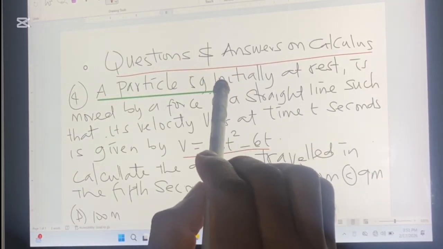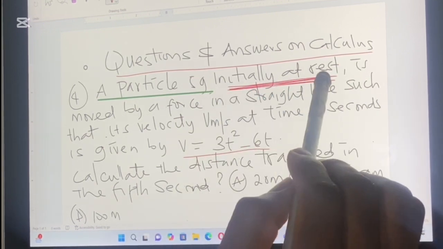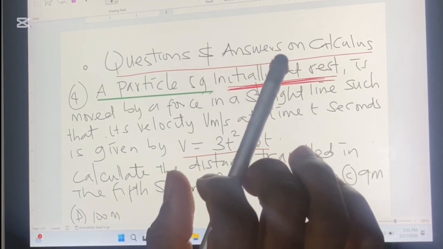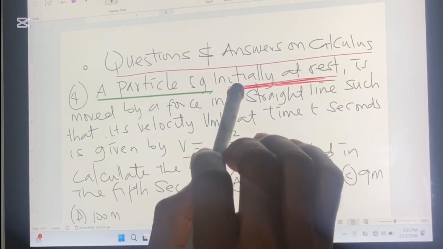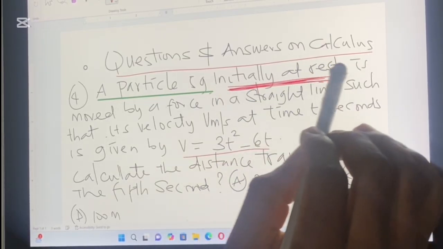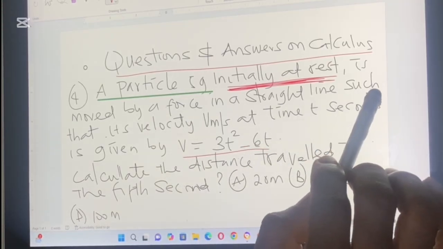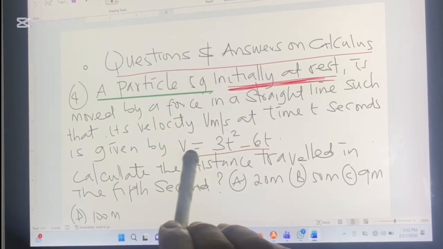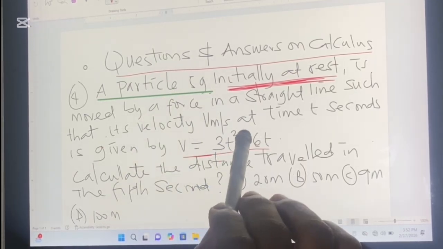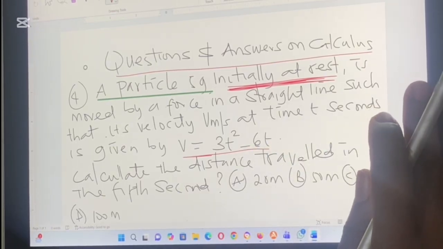And the object here is at rest. So if the object is at rest, that means at that point there's a time taken, and that time taken when an object is at rest is t equal to 0. Please take note. Now the object moved in a straight line at a particular velocity, and the velocity is v equal to 3t squared minus 6t. We are asked to find the distance. So what is the relationship between them first?